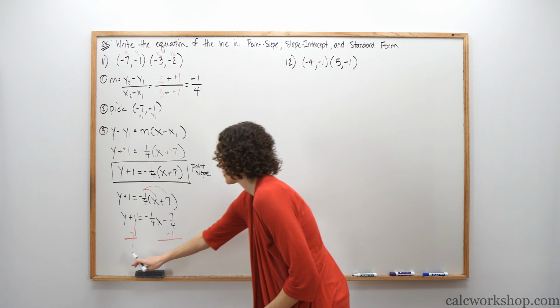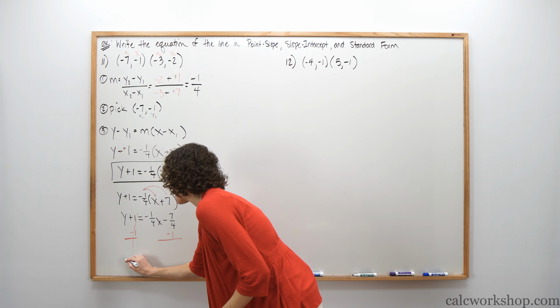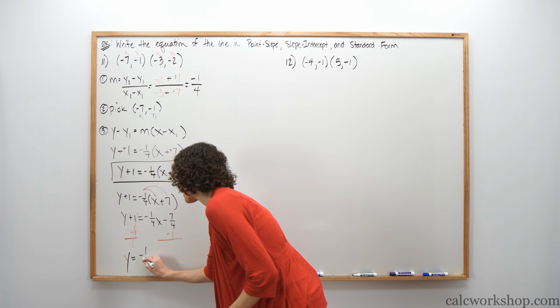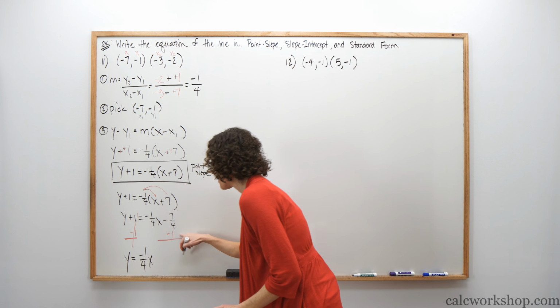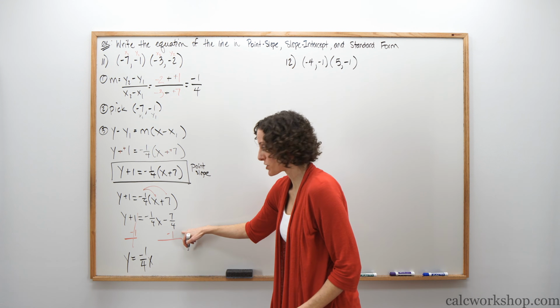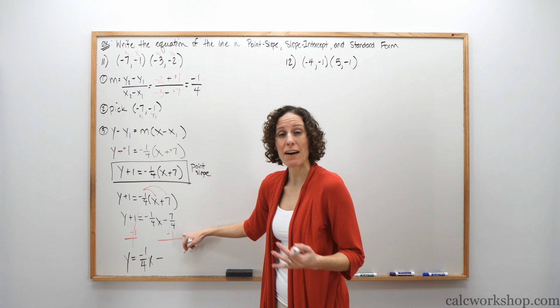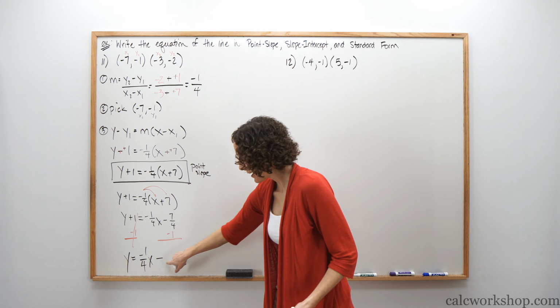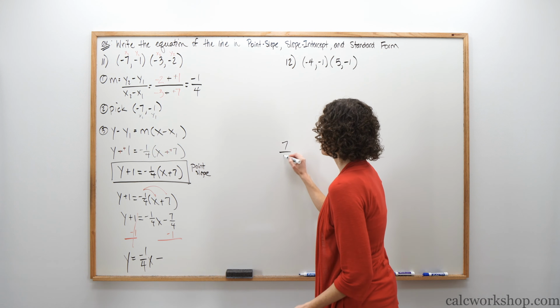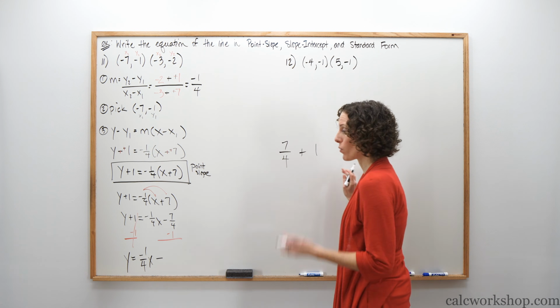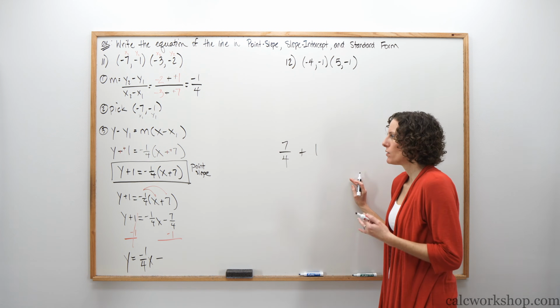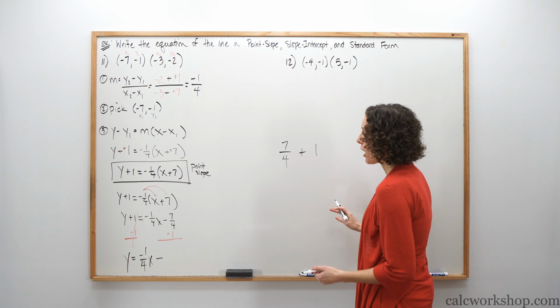So if we notice, what we have is y equals negative 1/4 x, but we somehow have to combine these two numbers together. Now they're both negative, so we know the answer is going to be negative, but because they both have the same sign, all we got to do is add and keep that sign. So 7/4 plus 1. We're adding and keeping the negative sign. Well, how do we do that? Well, we need to get common denominators.